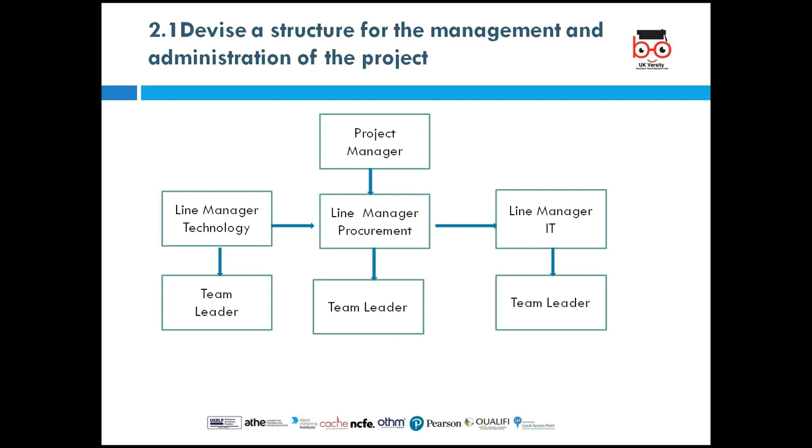If you look at the technology aspect, we've got a team leader for that. Procurement, we've got a team leader. IT, we have got a team leader. So we have different departments with different team leaders, because the project manager is actually managing all. And as much as you are managing the project, you are also managing human beings with different team leaders. So this could be a typical structure for the management and administration of a project.